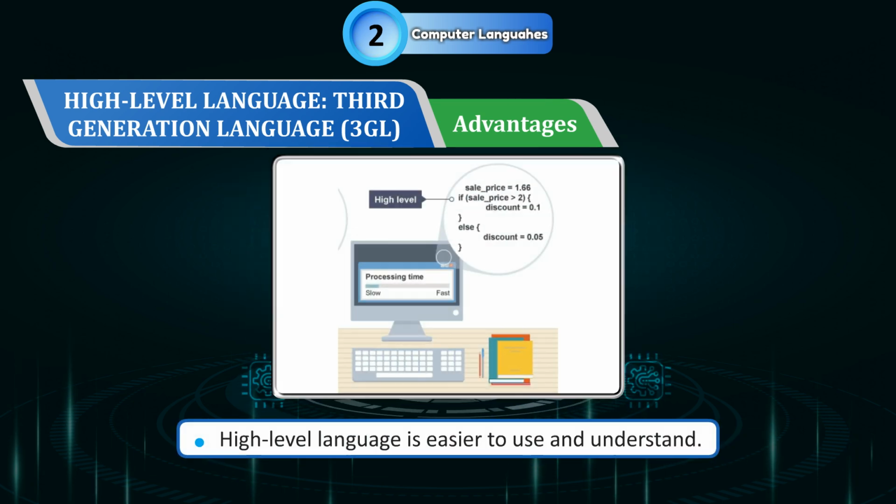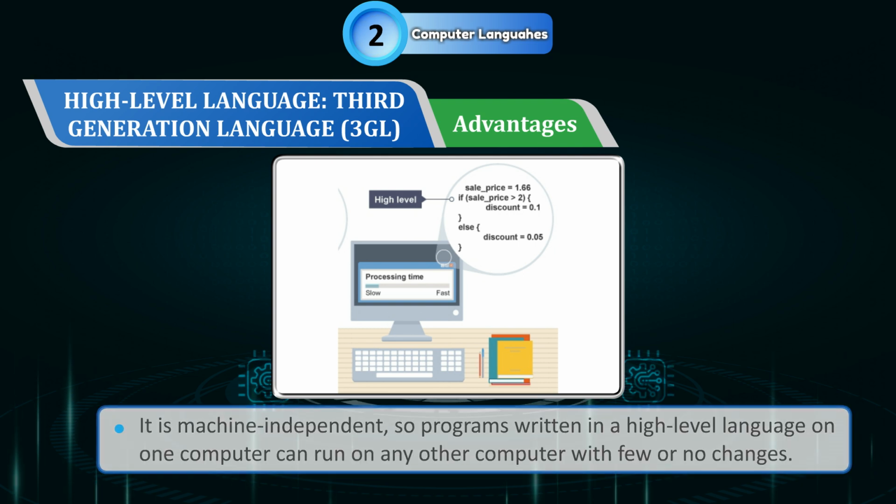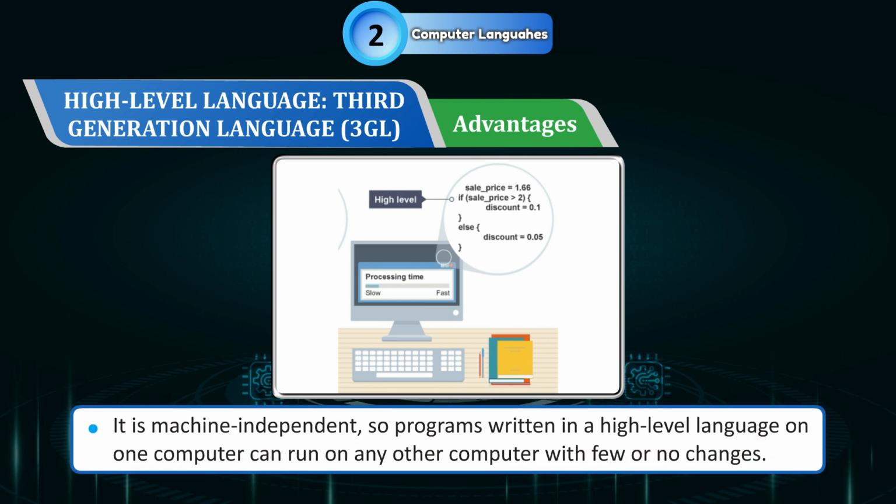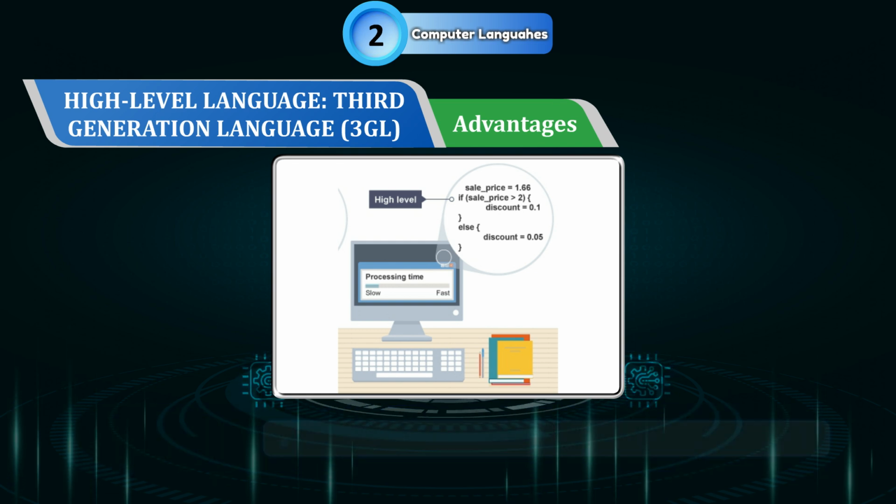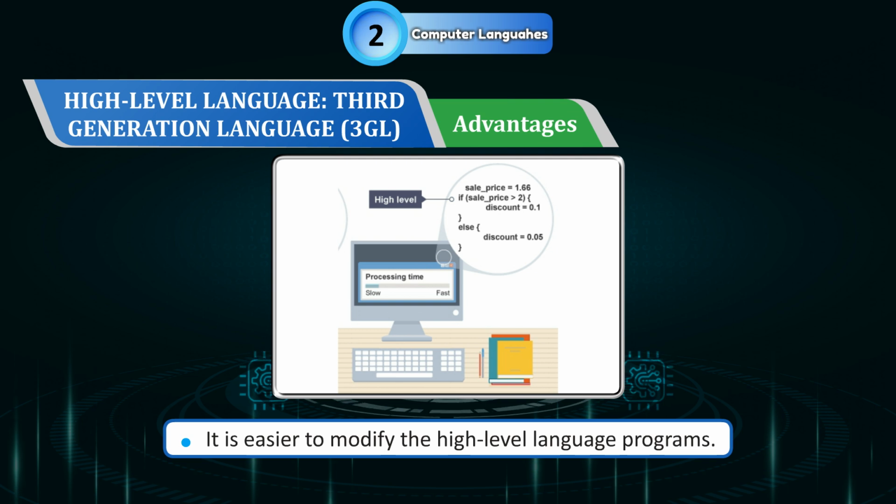Advantages. High-level language is easier to use and understand. It is machine independent, so programs written in a high-level language on one computer can run on any other computer with few or no changes. It is easier to modify the high-level language programs.